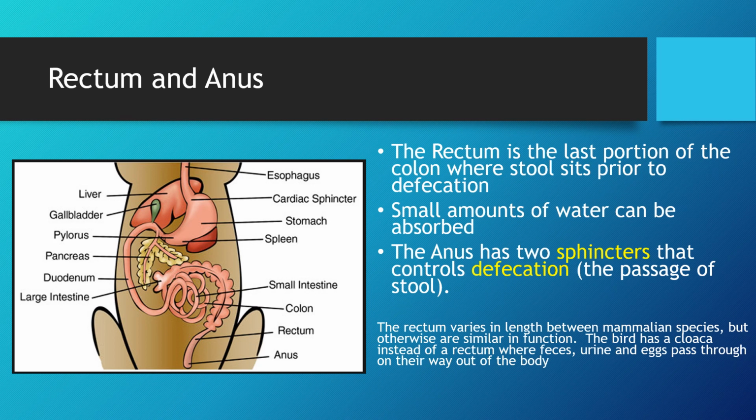The rectum does vary in length between mammalian species, but it's pretty similar throughout. The bird, however, has a cloaca and not a rectum. So the cloaca of the bird is actually just a vestibule at the very end of the reproductive, the urinary, and the digestive tracts. All come into the same spot. So this is where feces, urine, and eggs pass through on the way out of the body. So the cloaca is the rectum, if you will, of the avian.